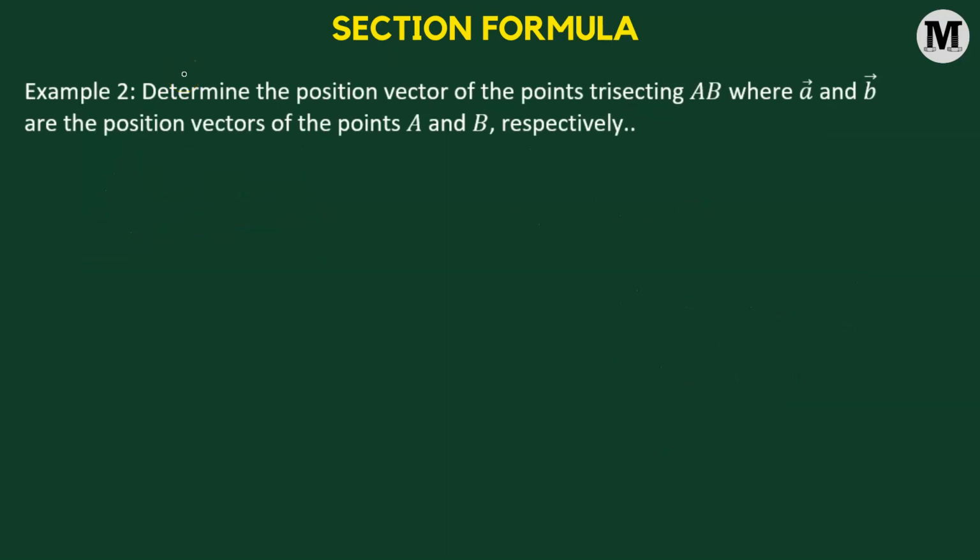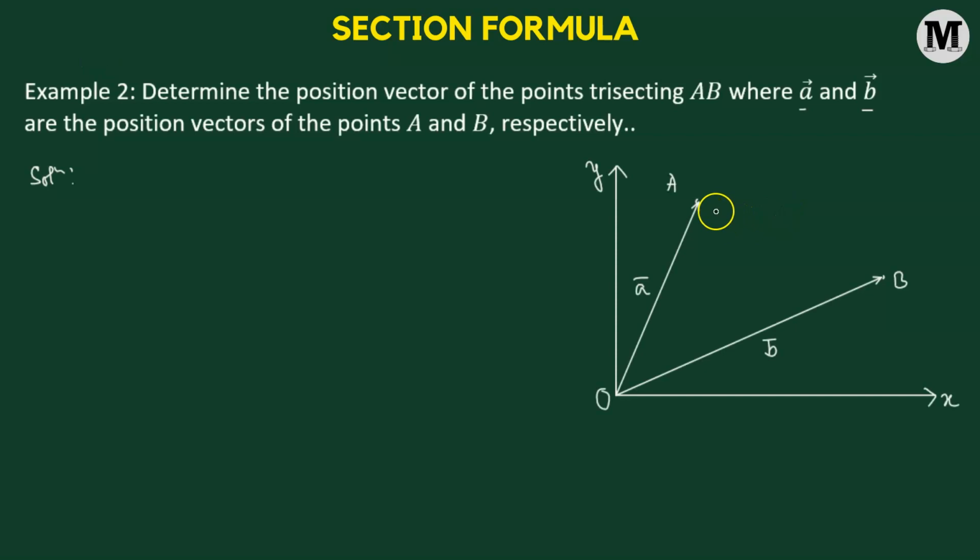The second example, we need to determine the position vectors of the points trisecting AB, where A vector and B vector are the position vectors of the points A and B respectively. Let us begin. We'll try to understand the problem graphically first. Let us consider 2 points A and B. And it's given here that these 2 points A and B have the position vectors A vector and B vector respectively. Let's join point A and point B with a directed line segment going from A to B.